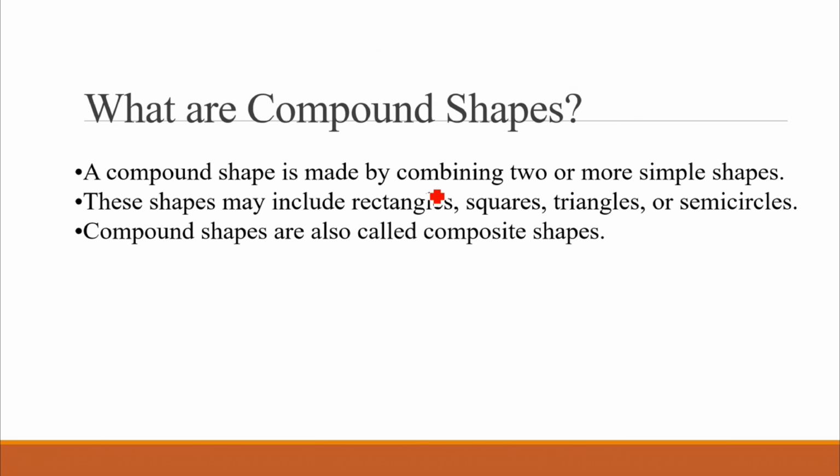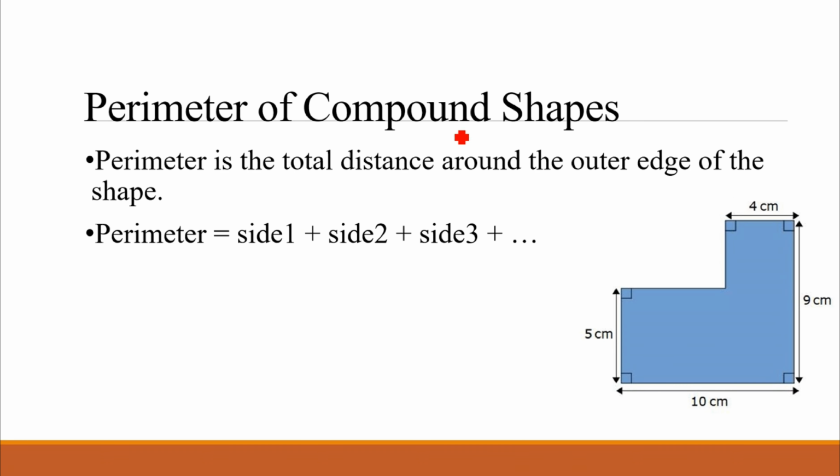What are compound shapes? A compound shape is made by combining two or more simple shapes, like I have already told you. Simple shapes are triangles, circles, rectangles. By combining those shapes, we get a compound shape. These are also called composite shapes.